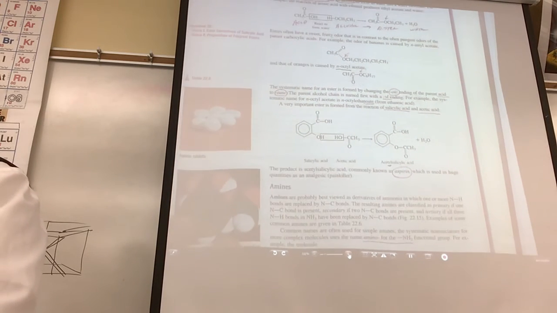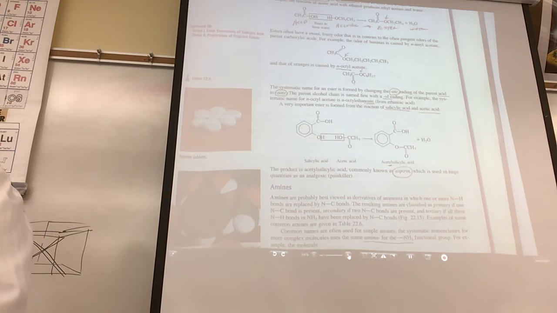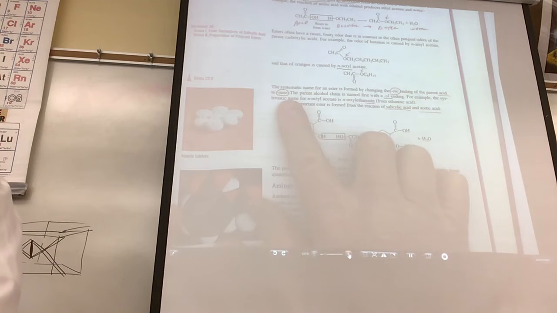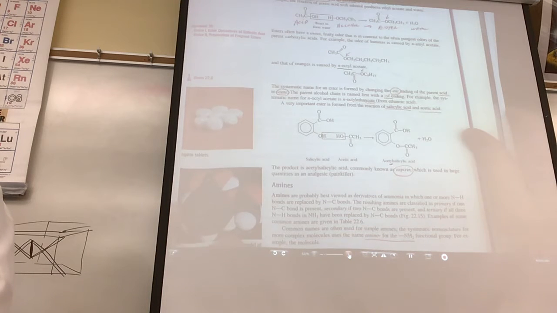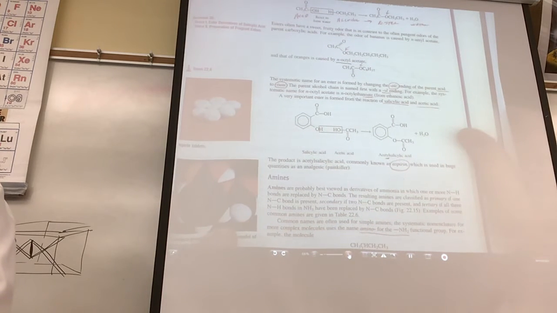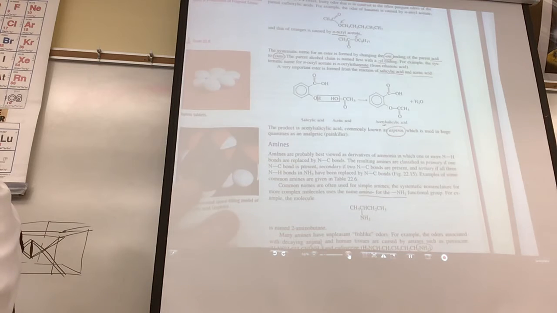Oh, okay. Now, what about an ester? How do you name an ester? And this right here, what is that? Instead of oic, what is it? Oate. Okay. All right. One more thing, and then we'll get to polymers today.